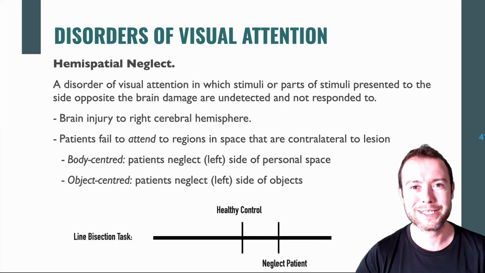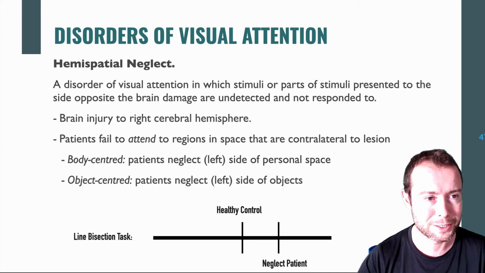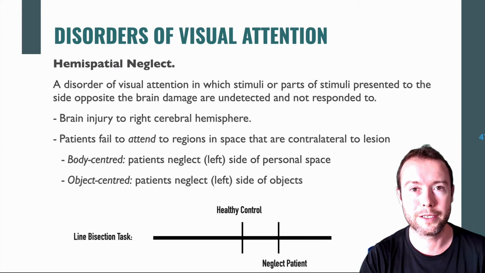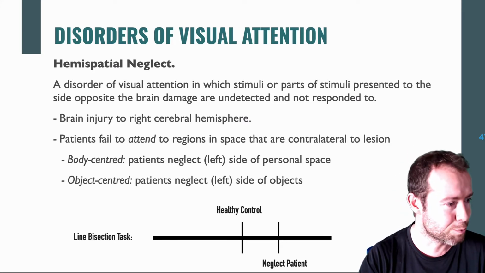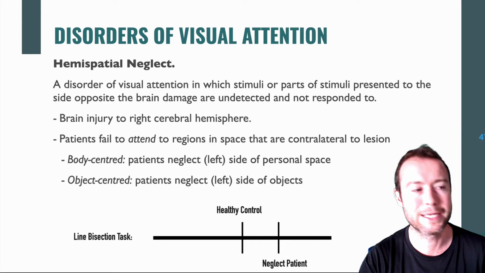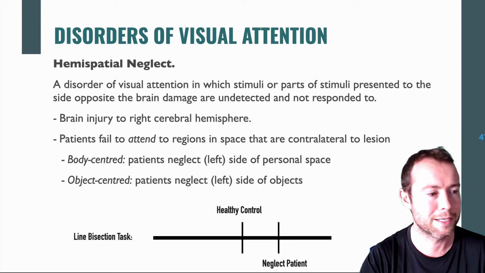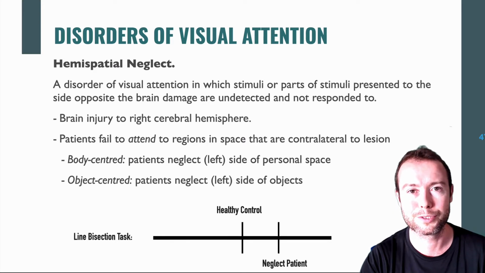Okay, one of the ways that we can see how important our attentional system is for everyday functioning is to look at some of the deficits that occur with patients who have impaired attentional systems. One such set of patients are those diagnosed with what's called hemispatial neglect. This is a disorder of visual attention in which stimuli or parts of stimuli presented to the side opposite the brain damage are undetected and not responded to.